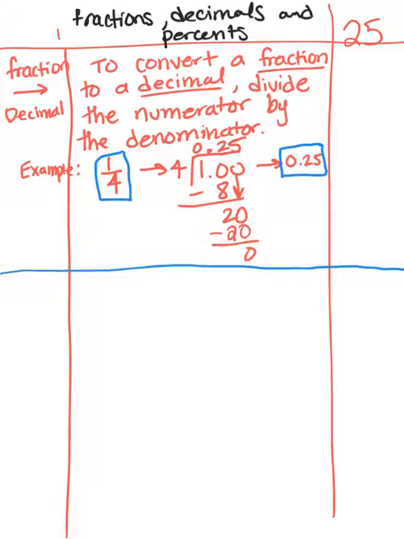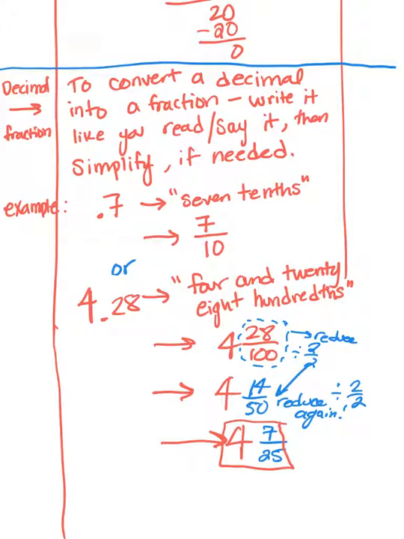The next thing we're looking at is converting a decimal into a fraction. To convert a decimal into a fraction, write it like you read it, or say it. Then simplify if needed. So this right here, we usually say like 0.7. Well, that's not what I'm saying. This means 7/10. So instead of saying 0.7, the proper mathematical way to say this is 7/10. So if you have 0.5, that'd be 5/10. If you have 0.9, it's 9/10.